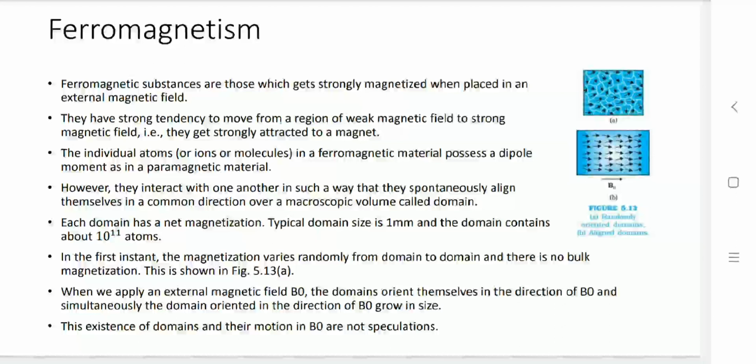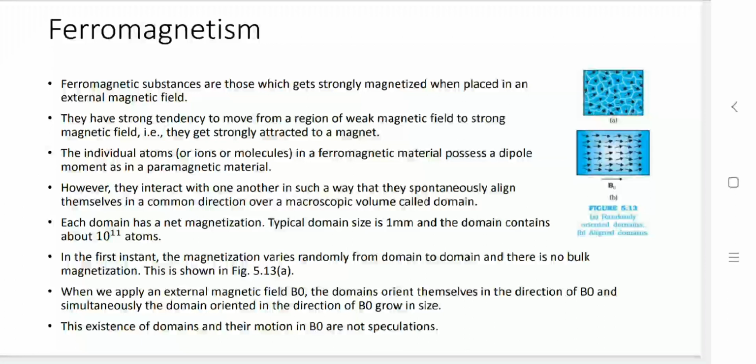In each domain, a magnetization effect is available. The domain size is taken as 1 millimeter, which contains 10 raised to 11 atoms. So we can say the density is very high, with many atoms, all oriented in dipole form and in a common direction instantaneously. In the first instant, magnetization varies randomly from domain to domain and there is no bulk magnetization. As shown in figure A, they are oriented randomly in the form of dipoles.